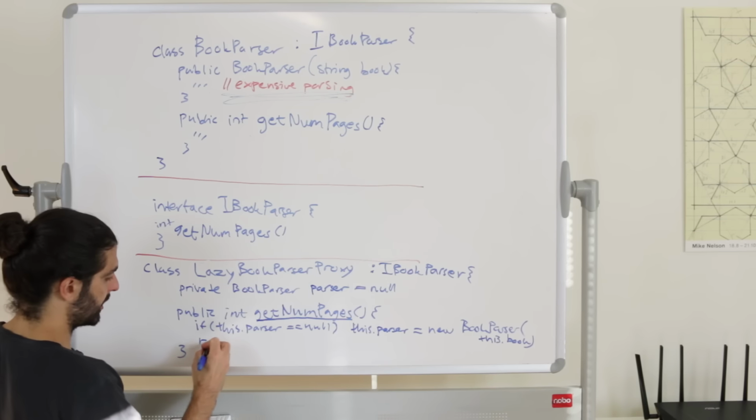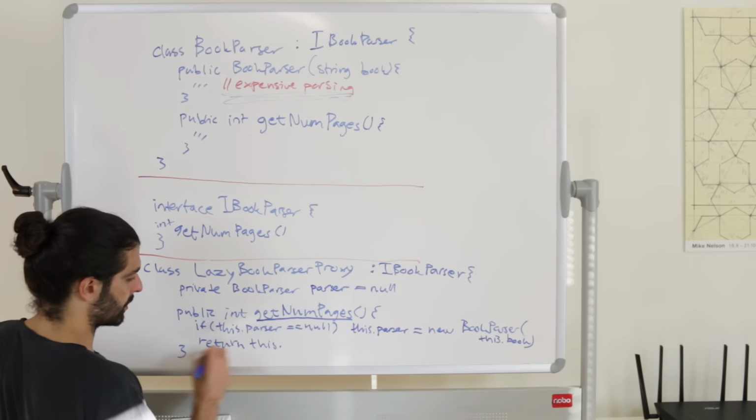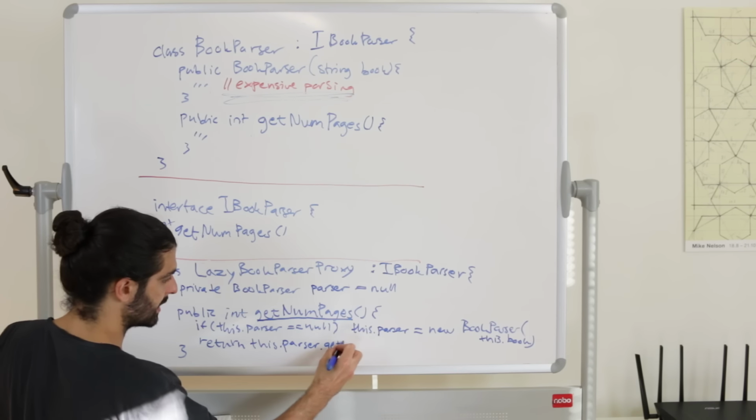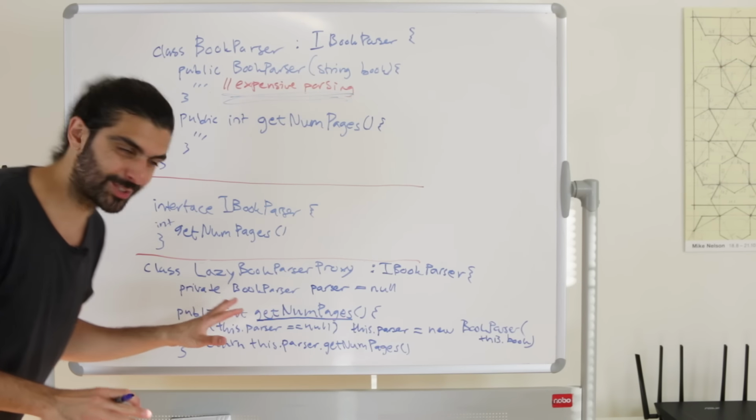So we'll say return the value of invoking the method getNumPages on the parser. So return this.parser.getNumPages. And that's it. Now, let's actually also solve this constructor problem.